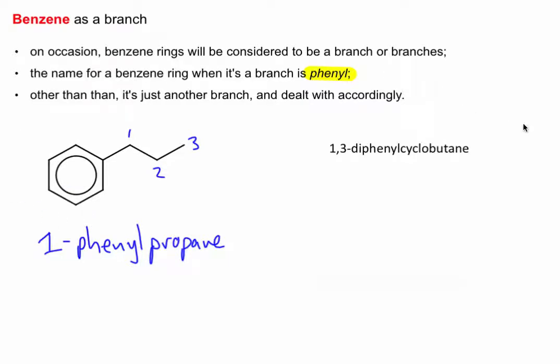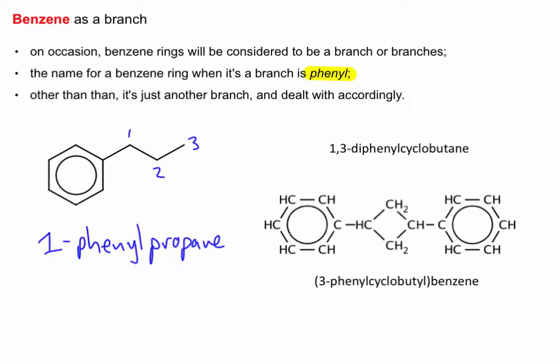Here's another example, 1,3-diphenylcyclobutane. Well, that looks like a mouthful, but it's pretty easy to pick it apart. So it's a cyclobutane, so cyclic 4 carbon, and on carbon 1 and carbon 3 you have a benzene bonded to it, a phenyl branch. So let's have a look at what that is. And so that's the structure.